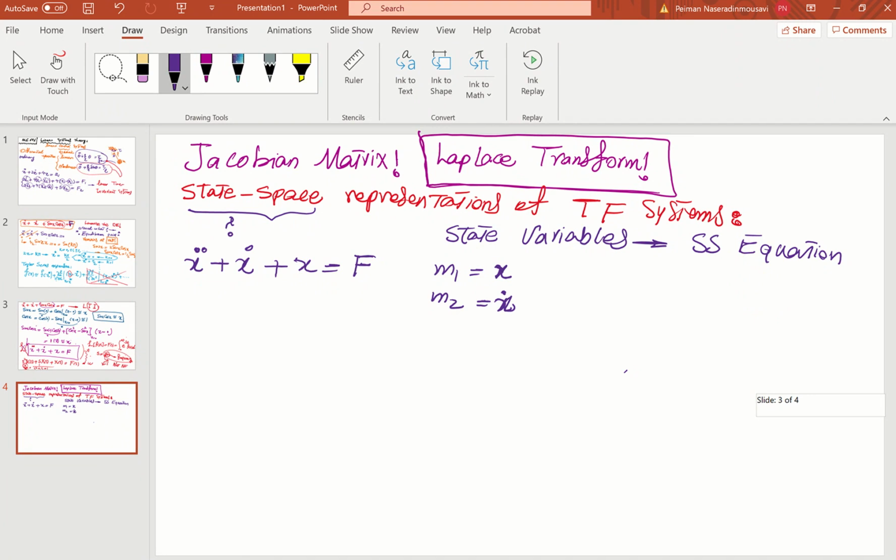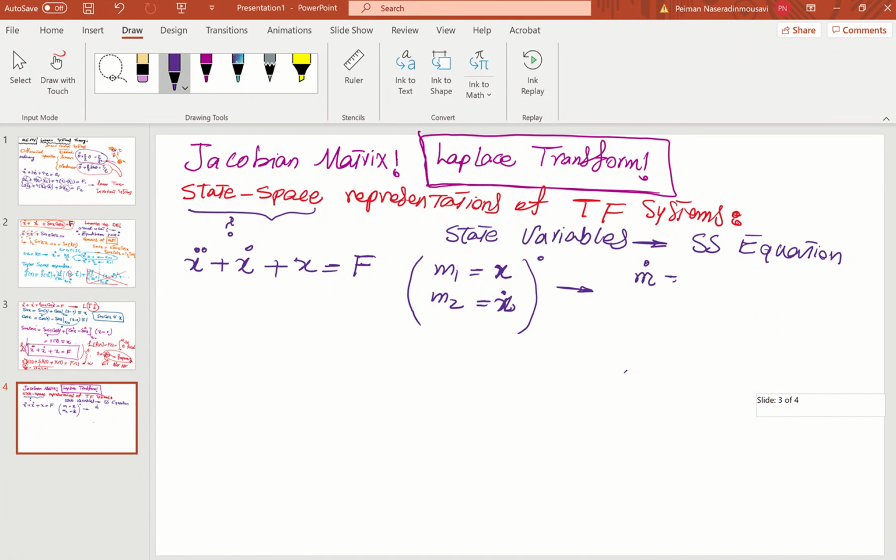It can be, m1 can be pressure of a tank, m2 can be rate of pressure of a tank, the time derivative of that. m1 can be temperature of a room, m2 can be rate of temperature of a room. m1 can be length of a macaroni that you are eating, m2 can be rate of velocity of macaroni that you are eating and going to your mouth. So it is for any system. Okay, you understand?